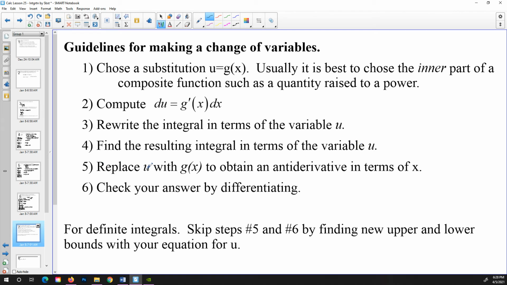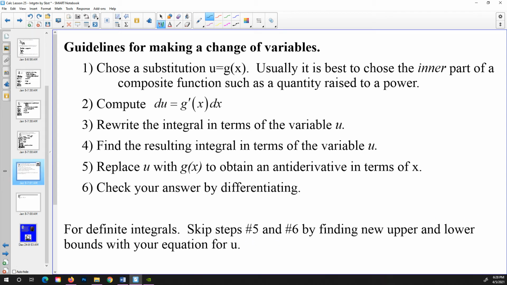And then we'll replace u with g of x to obtain the antiderivative in terms of x, and then we'll check our answer by differentiating. Now, for definite integrals, which I'm going to show an example of here, we can skip steps 5 and 6 by finding new upper and lower bounds with an equation for u. So what would that look like?